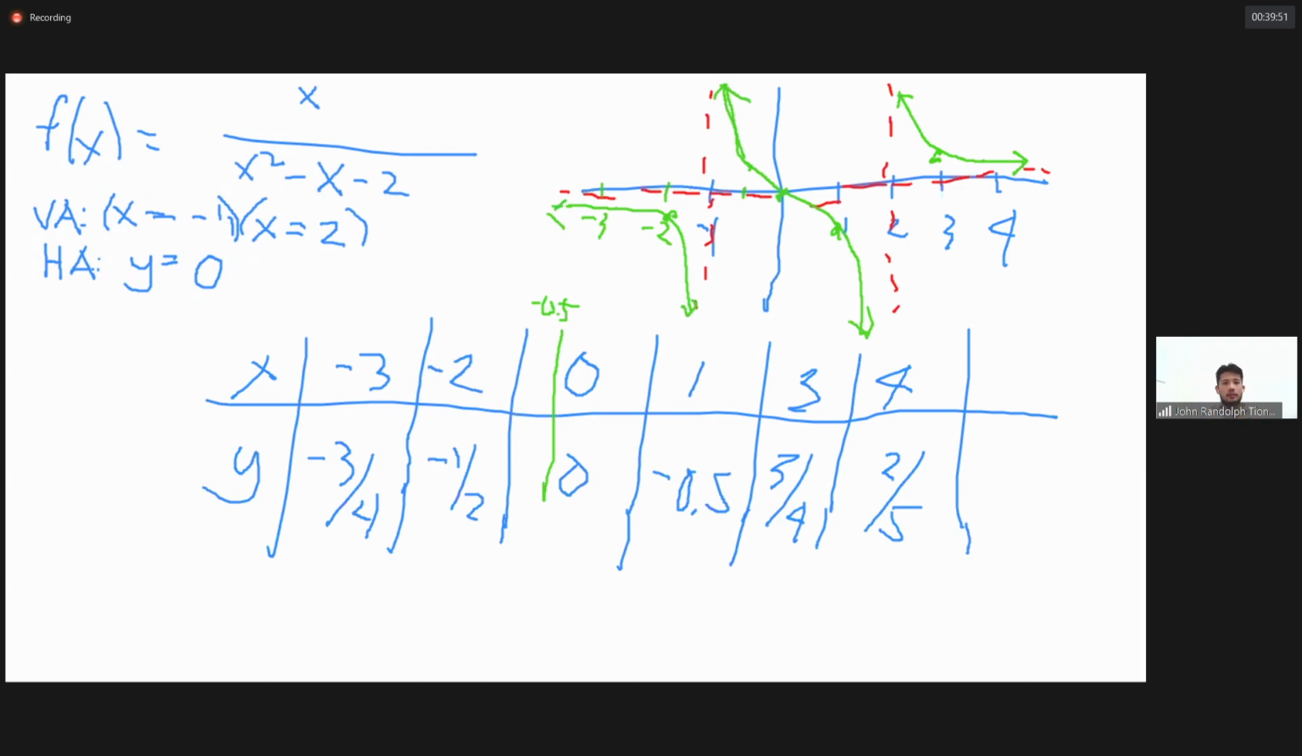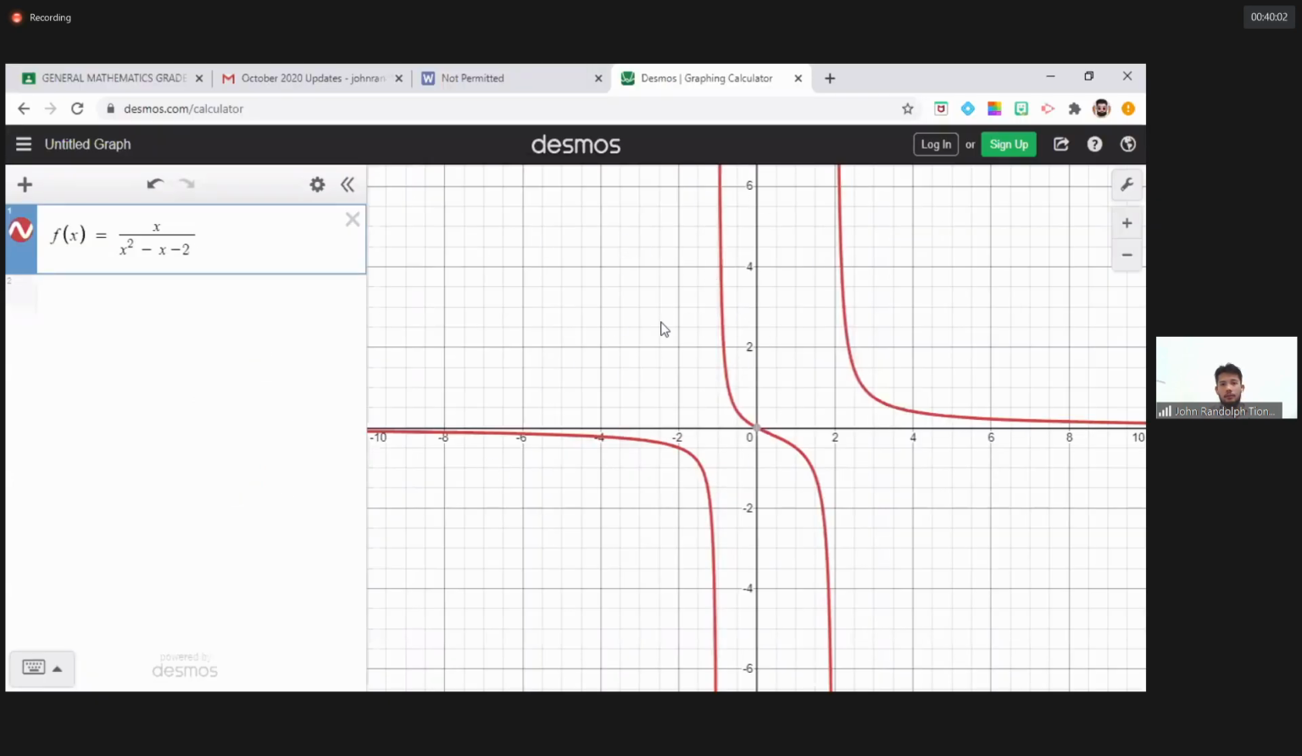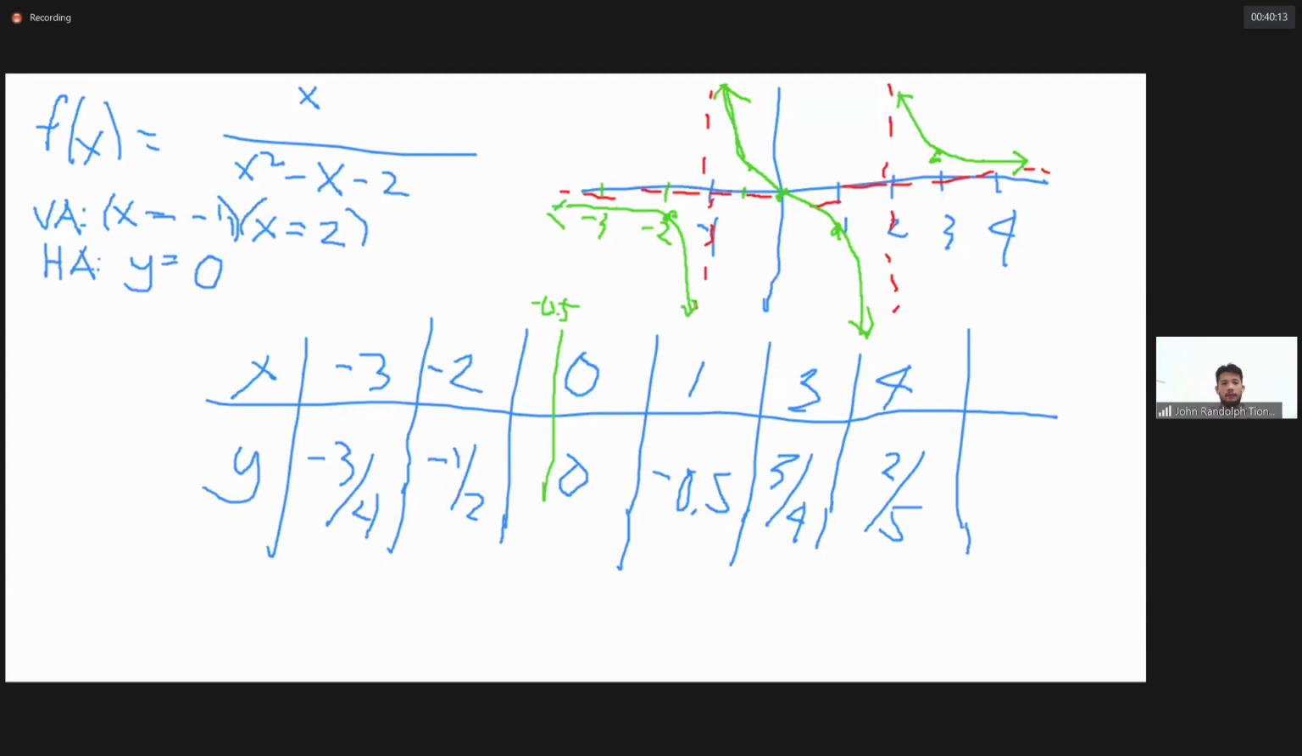Yan. So i-compare natin dun sa graph natin kanina. Balikan nga natin yun. Imagine nyo na ganyan na graph. Let's see kung parehas ba. So ayan. So close to this value. Alright? So i-print screen nyo lang to. Again ha, to confirm our graph is just use Desmos.